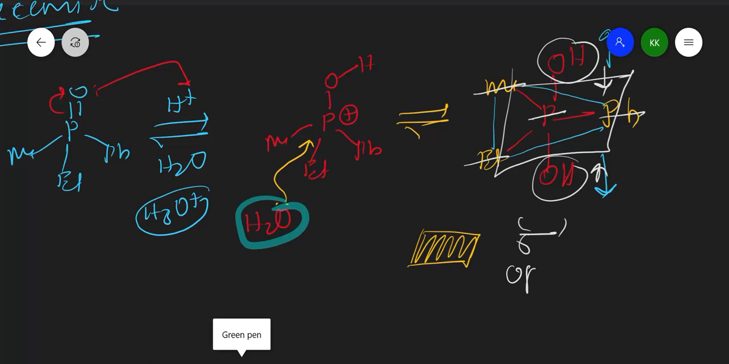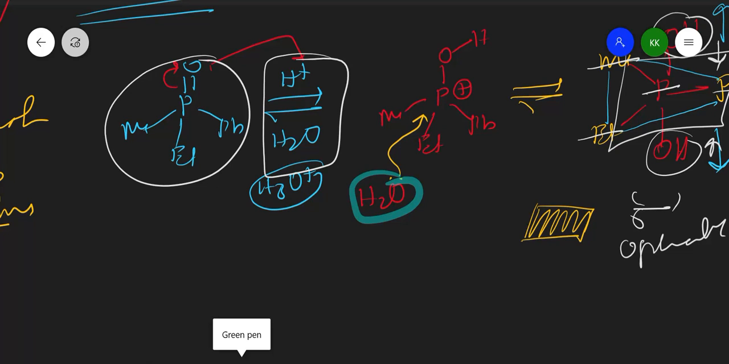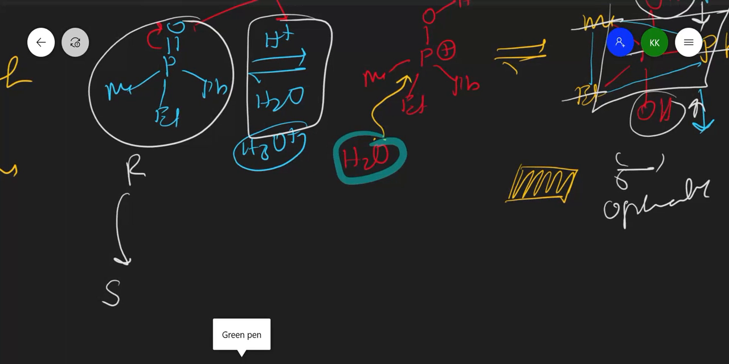So it will become optically inactive, right? So in this way it will racemize. Initially it was optically active, but in acidic medium it will convert into optically inactive, and it can racemize. Racemize means R becomes the same amount of S, which can happen because of the water medium.